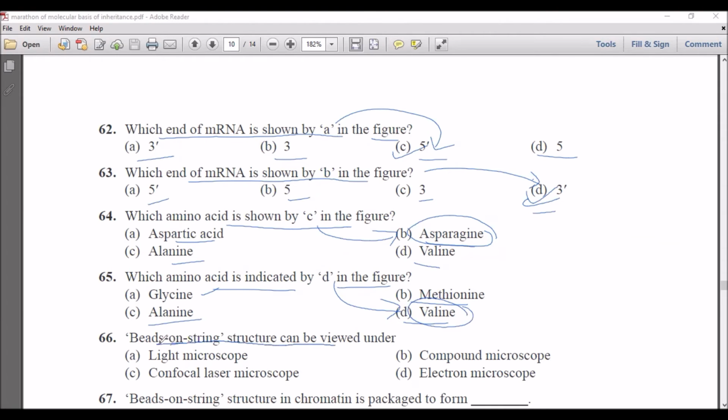Beads on the string structure can be viewed under light microscope, compound microscope, confocal laser microscope, or electron microscope. Now we know that electron microscope is very sensitive. It can detect minute structures also. So beads on the string can be viewed under this electron microscope.